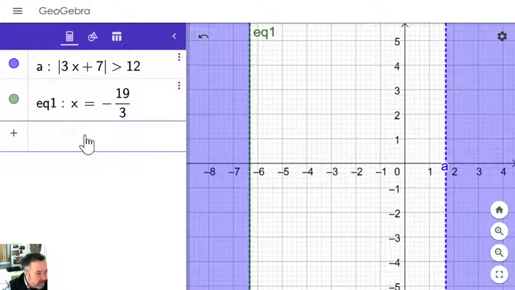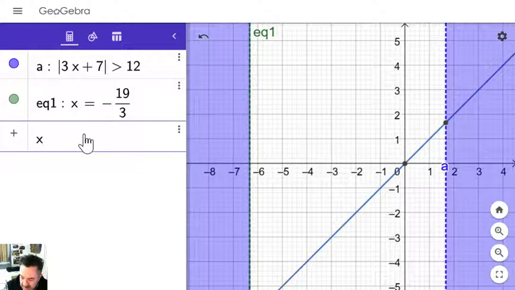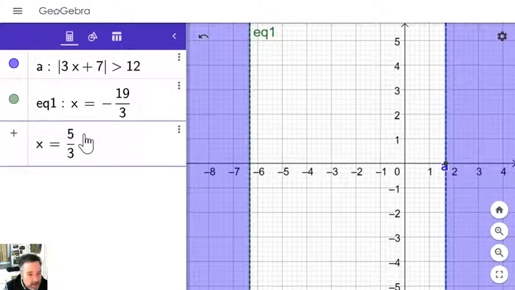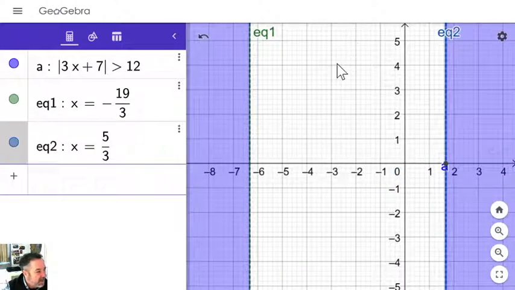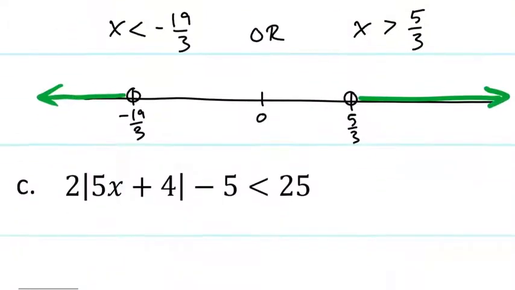And then I can also look at x is equal to 5/3. Yeah, and that's x is 5/3. Great. So we have a pretty good visual confirmation that things seem to be working as they are supposed to. Let's look at a third example here.